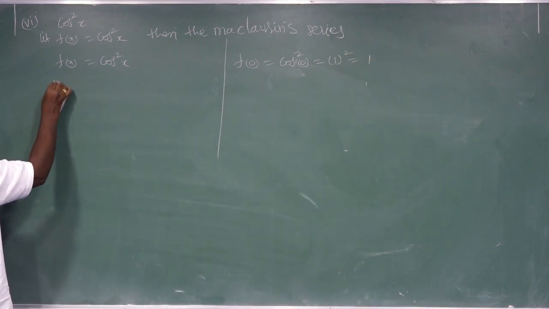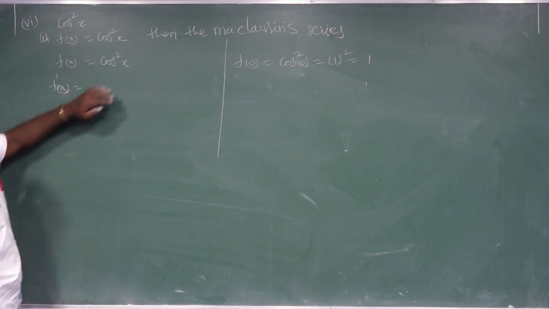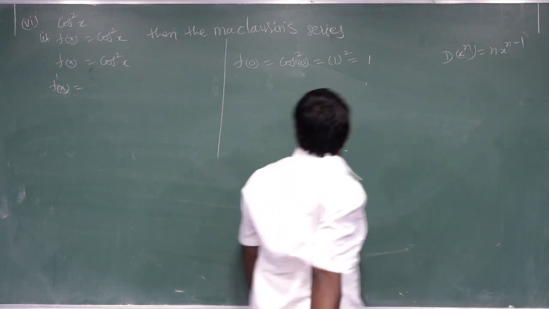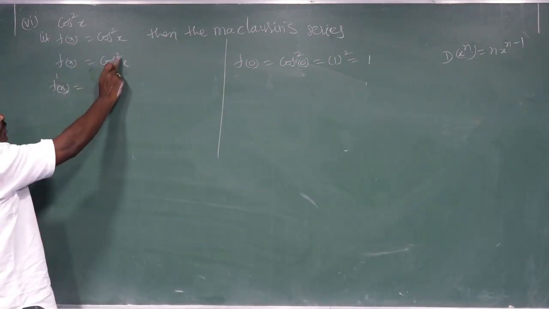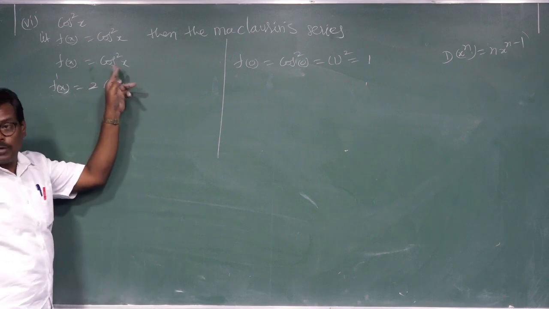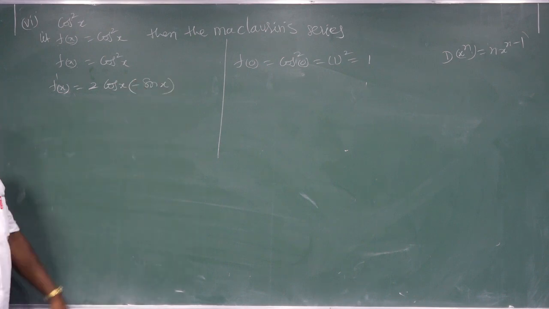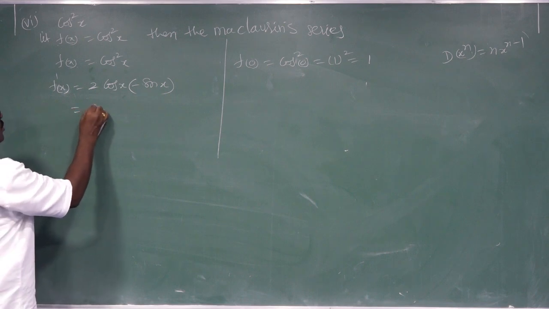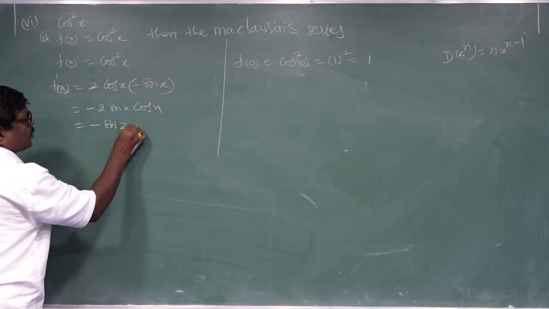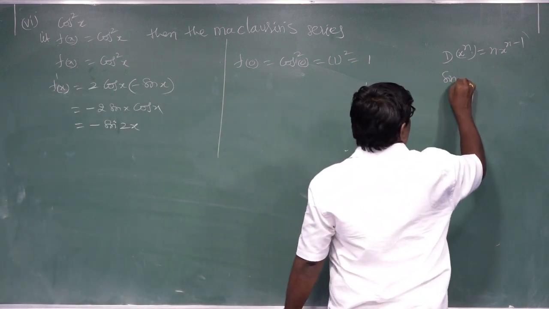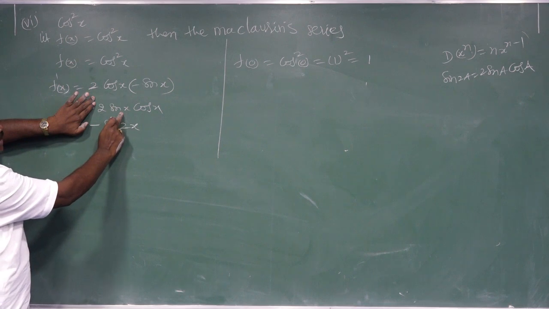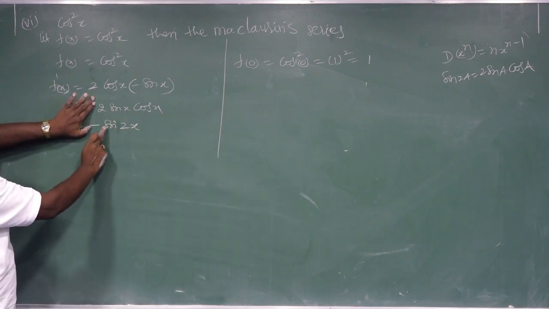Next, the derivative with respect to x, f dash x. The derivative of x power n equals n into x power n minus 1. Here we have cos x to the power n, with n equal to 2, so 2 into cos power 2 minus 1, that is cos x. The inner derivative, the derivative of cos x, is minus sin x. So it equals minus 2 into sin x into cos x, which is minus sin 2x. The sin 2a formula is 2 sin a cos a, so minus 2 sin a cos a equals minus sin 2a.